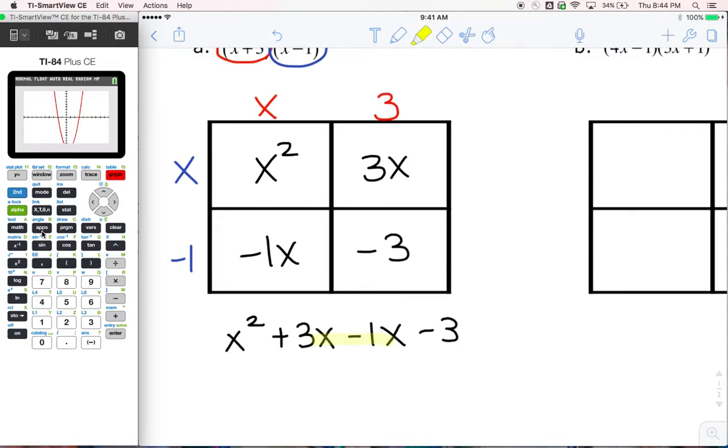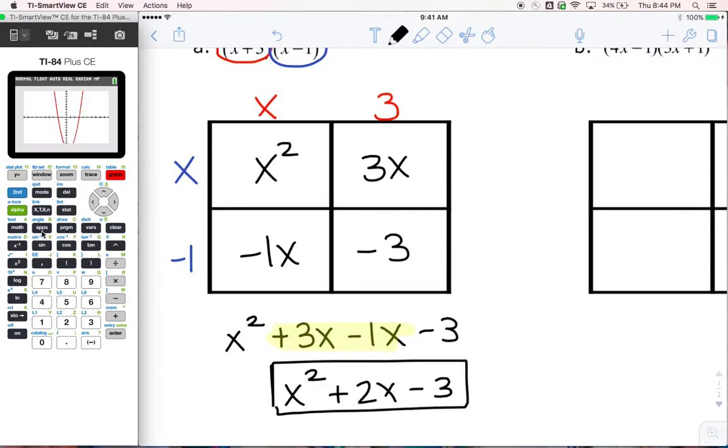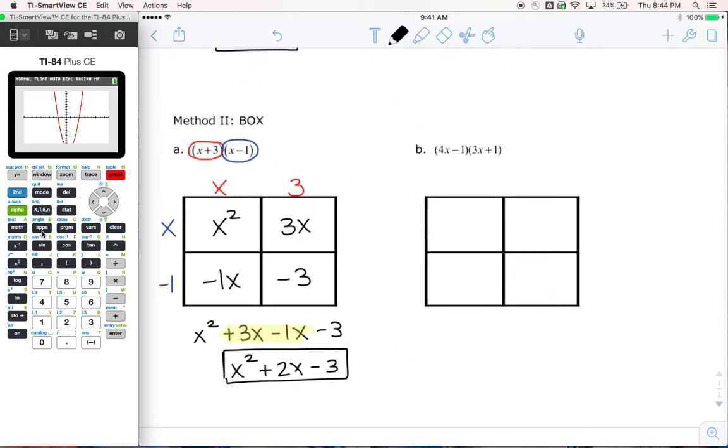In the center we've got like terms to combine, which means my final expression here is x squared with a positive 2x, since 3 minus 1 is 2, and then a negative 3 at the end. Okay, so that's the box method.